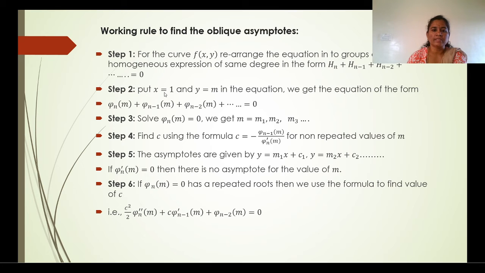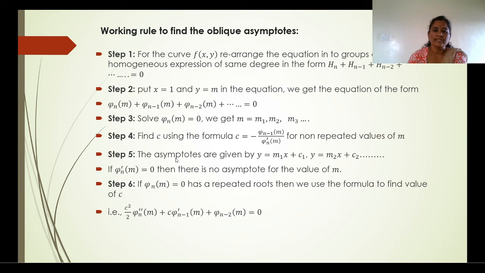In the second step, put x is equal to 1 and y is equal to m in the equation. We get an equation of the form psi_n(m) plus psi_(n-1)(m) plus psi_(n-2)(m) plus etc., which is equal to 0. In step 3, solve psi_n(m) equal to 0. We get the roots m equal to m1, m2, m3. Then in step 4, find c using the formula c is equal to minus psi_(n-1)(m) divided by psi_n'(m) for non-repeated values of m.